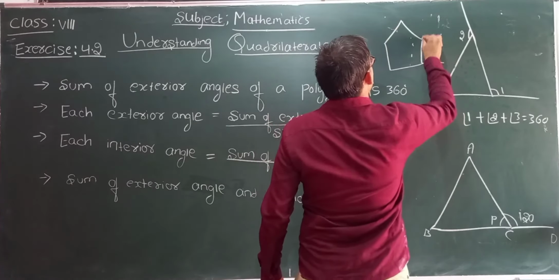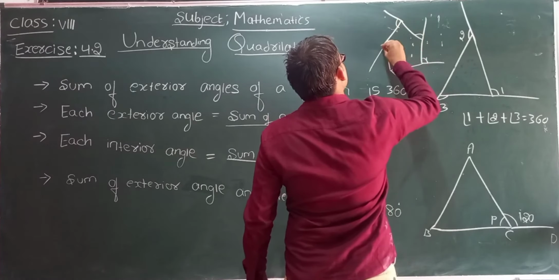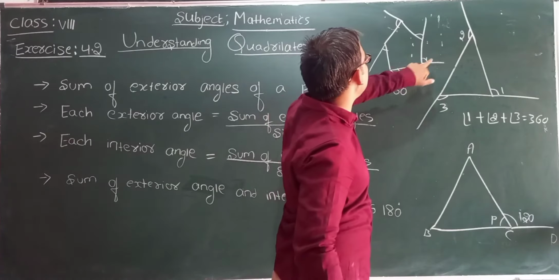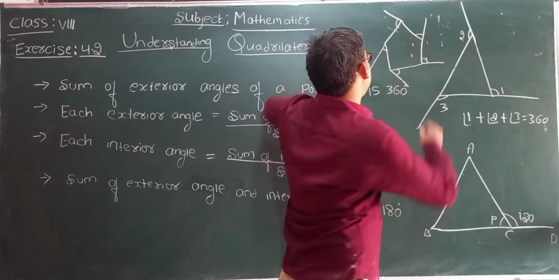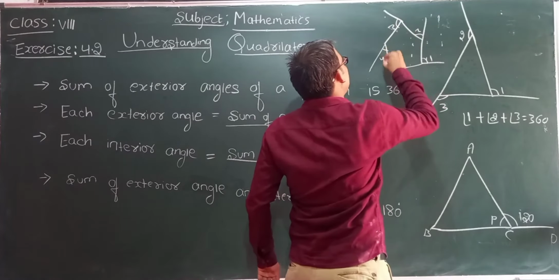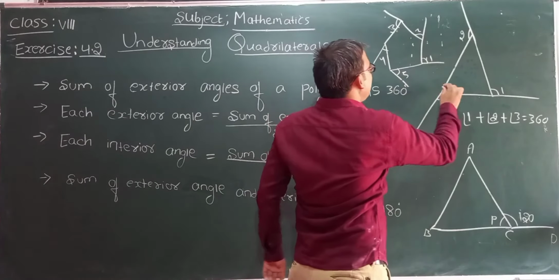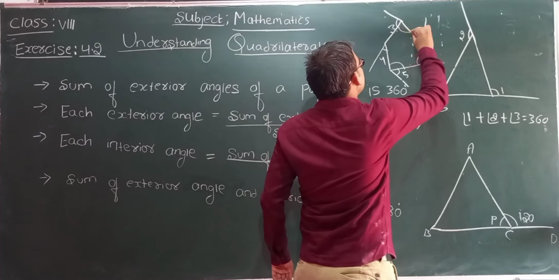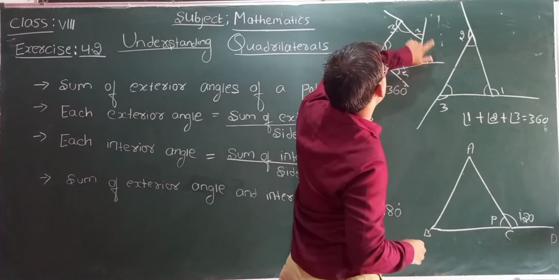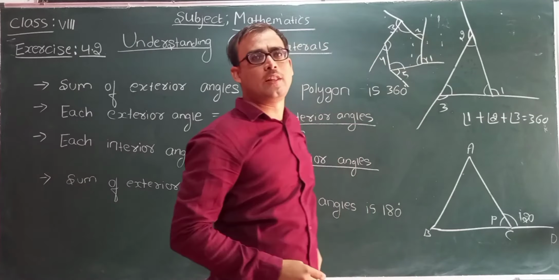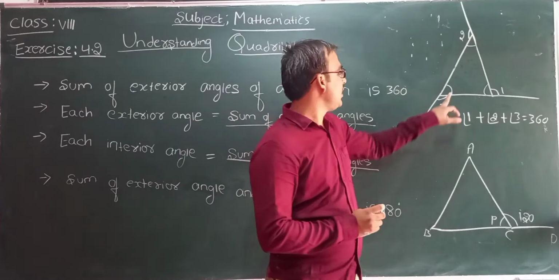Suppose here there is a pentagon, and we are having exterior angles. These are the exterior angles of the pentagon. I have just drawn a rough sketch: 1, 2, 3, 4, 5. These are called exterior angles, and these are called interior angles. So the sum of the exterior angles of any polygon is 360 degrees.